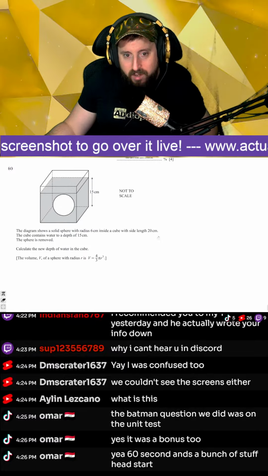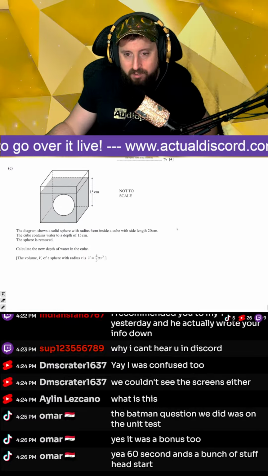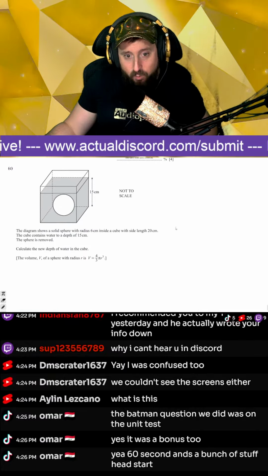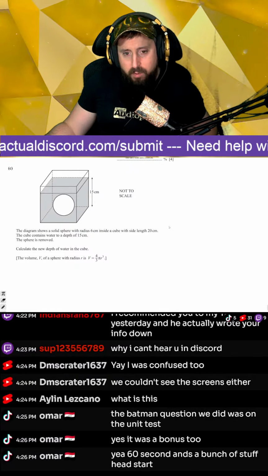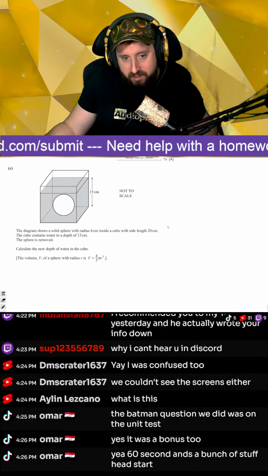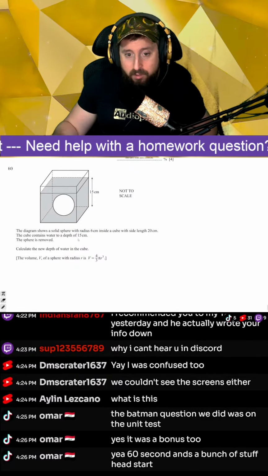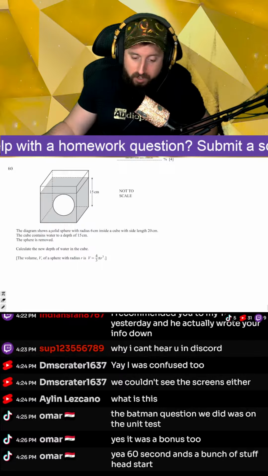Jaden, let's do it. The diagram shows a solid sphere with a radius of 6 centimeters inside a cube with a side length of 20. The cube contains water to a depth of 15. The sphere is removed. Calculate the new depth of the water in the cube. Oh, this is a very cool question.